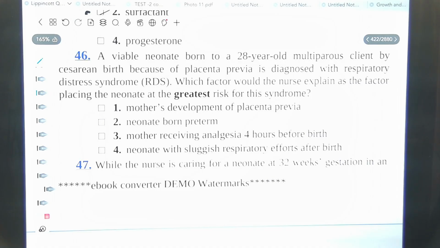Now next question, a viable neonate born to a 28-year-old multiparous client by a cesarean birth because of placenta previa is diagnosed with respiratory distress syndrome. Which factor would the nurse explain as placing the neonate at greater risk of this syndrome? So when is the risk of respiratory distress syndrome present? When the neonate is preterm. So answer number 2 will be the correct response.